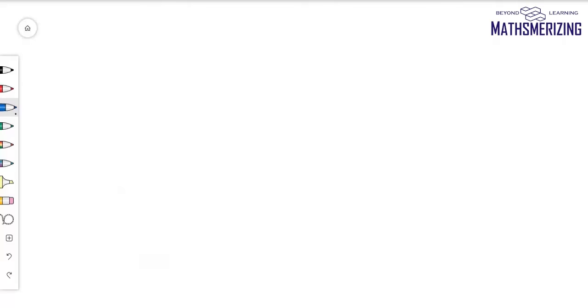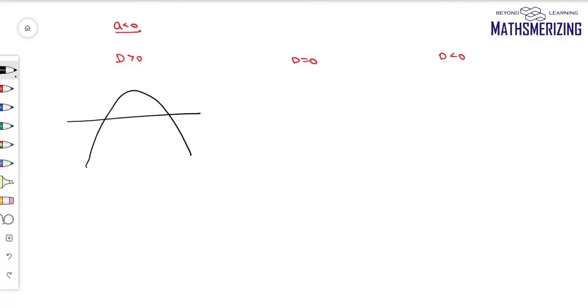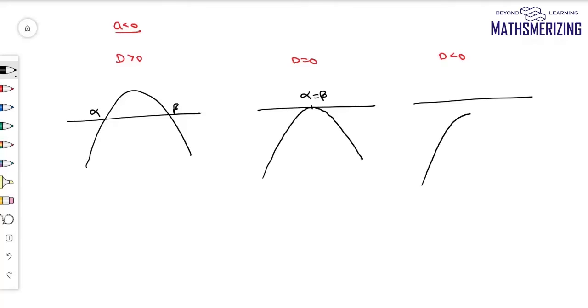Now in the same way, if a is less than 0, then again we have 3 separate cases: D greater than 0, D equal to 0, and D less than 0. So opening downwards and 2 real roots, alpha, beta. Opening downwards, 2 equal roots, so it touches the x-axis, alpha equals beta. And then third case, where it doesn't have any real roots, so in that case, it will always lie below x-axis.